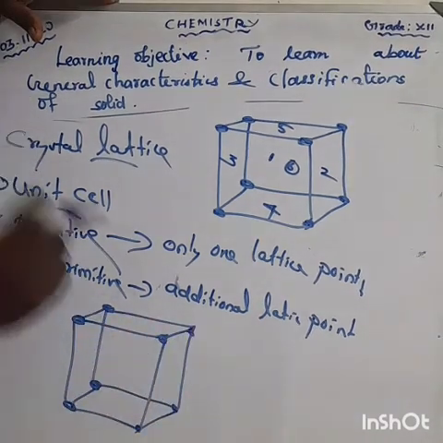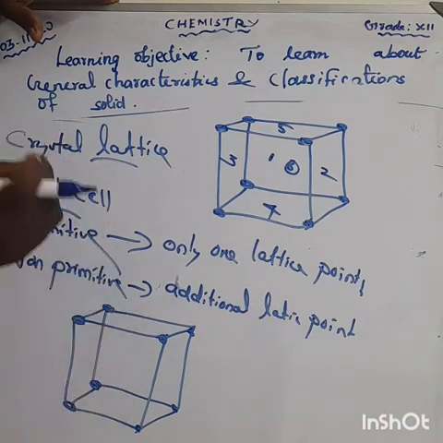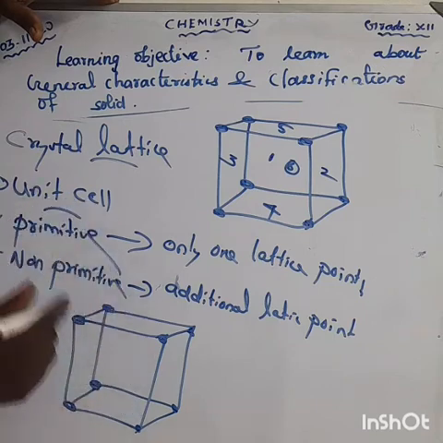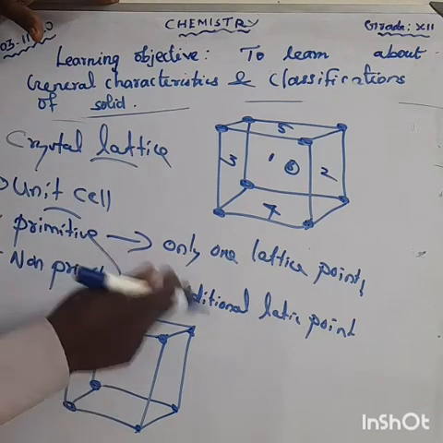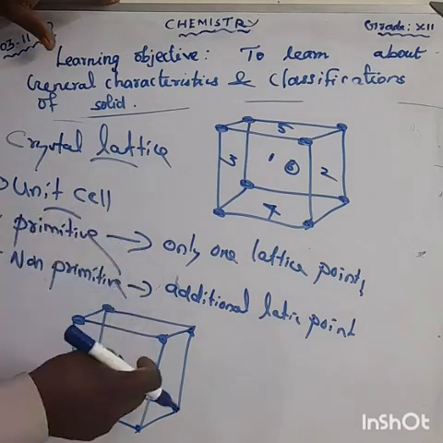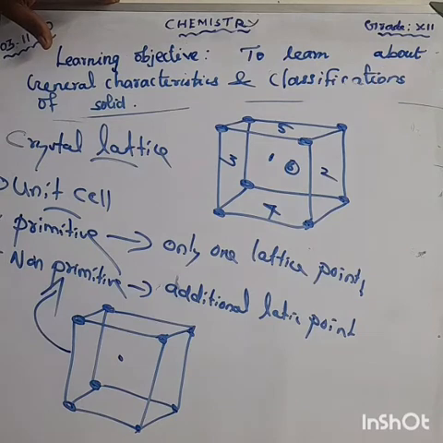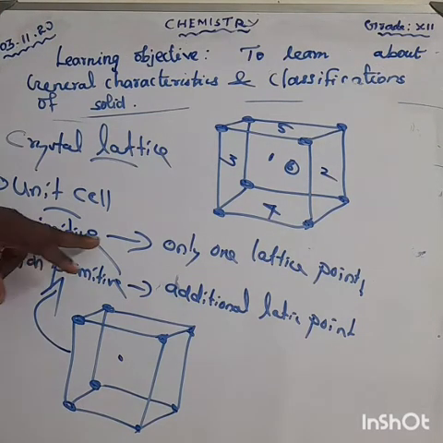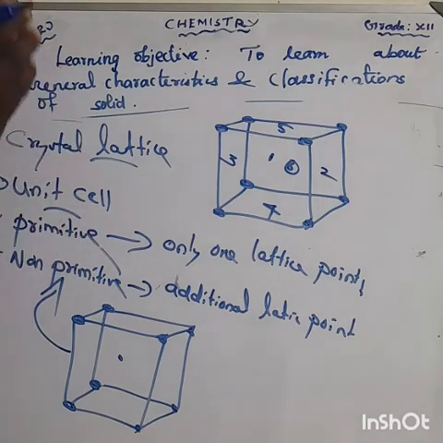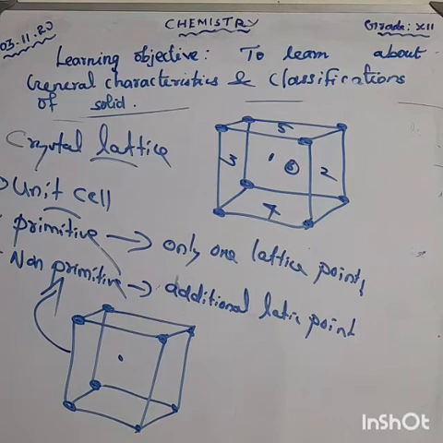Here, an additional lattice point at either the faces or within the unit cell, that is called what? A non-primitive unit cell. But the primitive unit cell has only one lattice point.